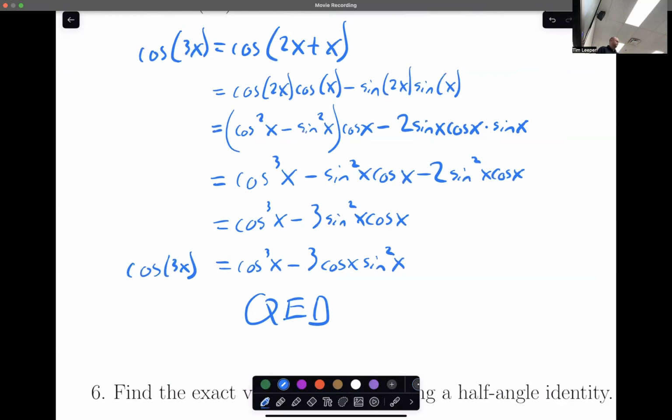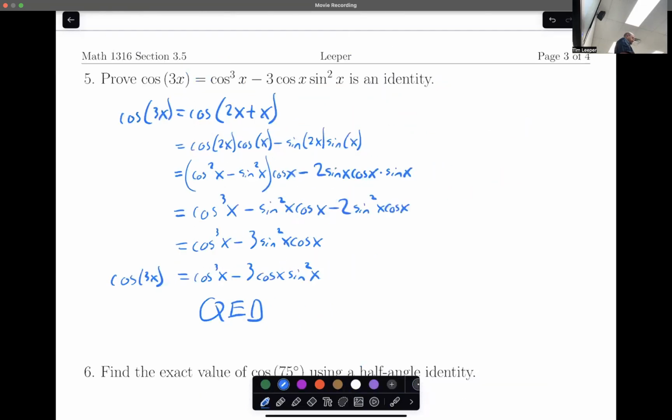So would that work with like any identity? Like if I were to pick any? You might have to do a little more work, but you can get there. Would any be more difficult than the others? 1 minus 2 cosine, no, 1 minus 2 sine squared. Yeah, it would take a little bit more work, but you could get there. Good. Other questions?